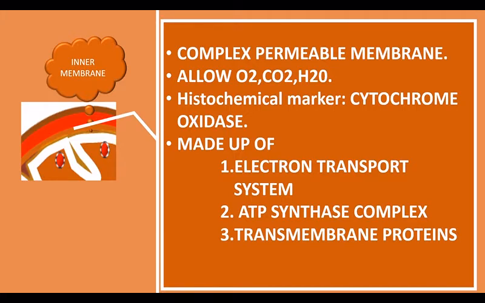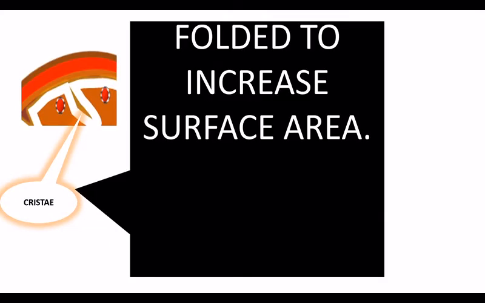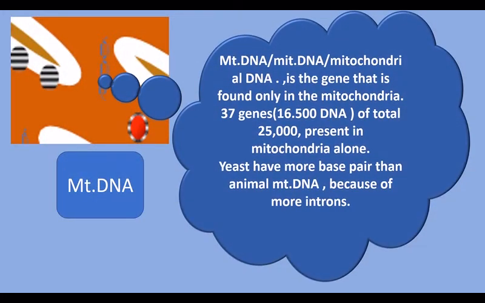Next we can see about cristae. Cristae is the folded structure which increases the surface area. It gives room for the working of mitochondria. Next we're gonna see about mitochondrial DNA. Mitochondrial DNA is also known as mitoDNA or mtDNA. It is the gene that is found only in the mitochondria. Nearly 37 genes are responsible for cell respiration and many other functions, and it is of 16,500 base pairs of a total of 25,000. So nearly 37 genes of 25,000 genes are present in the mitochondria.